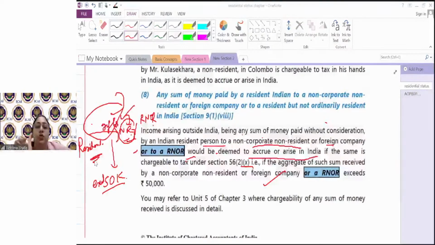Section 10, you should know it is for income not taxable in India. Section 2s are for definition. So basic पे two बड़े sections पे focus करो, then come to clauses and sub clauses and subsections. Okay.